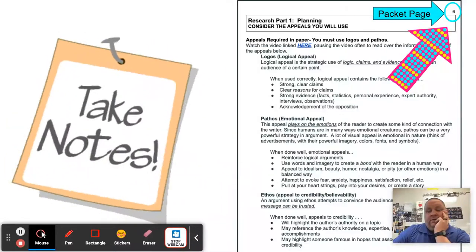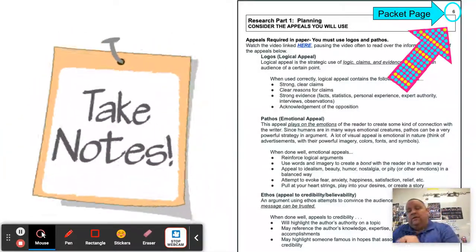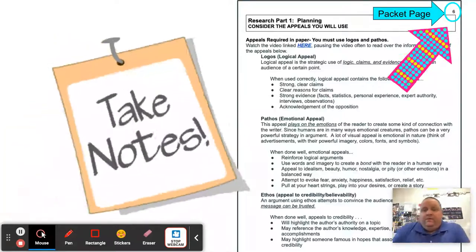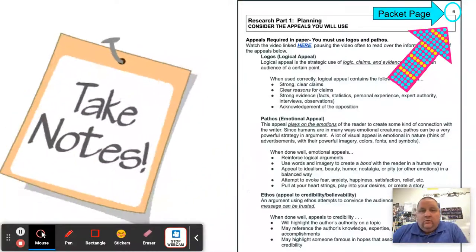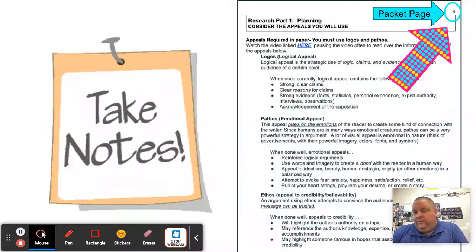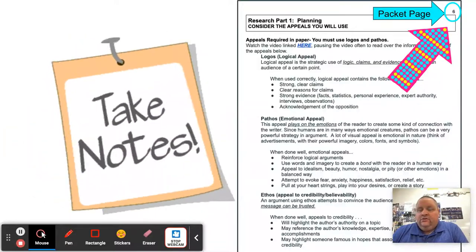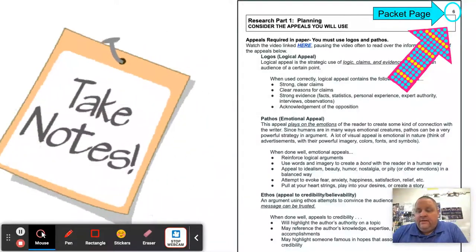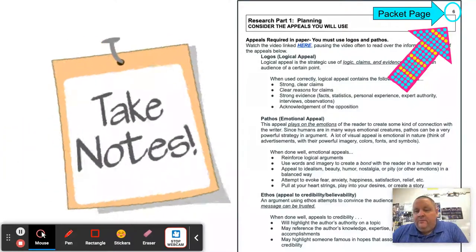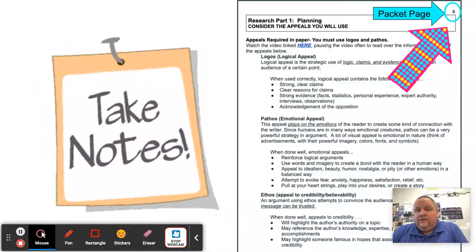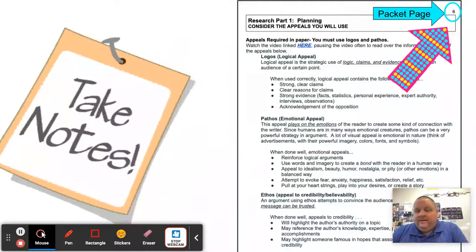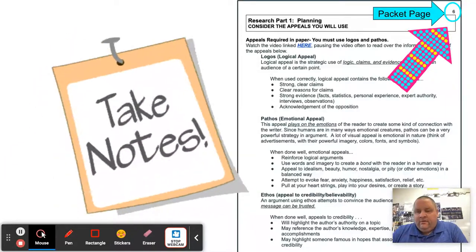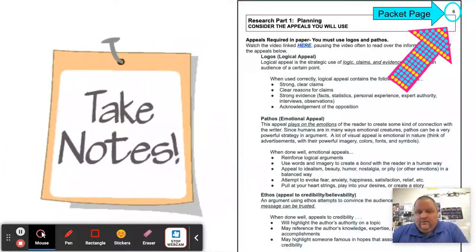When you talk about the appeals of a paper, there's 3 ways that you can appeal to your reader. The first way is through a logos appeal. I call it the logical appeal. It's strategic. It uses claims. It uses evidence. When you look at the papers that I have presented for you to look at, you can see that they all have facts that come from valid research. All right, and so strong evidence, right?